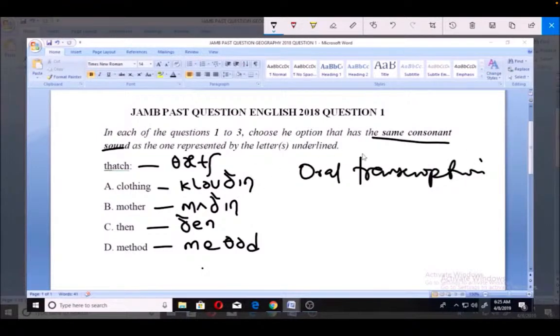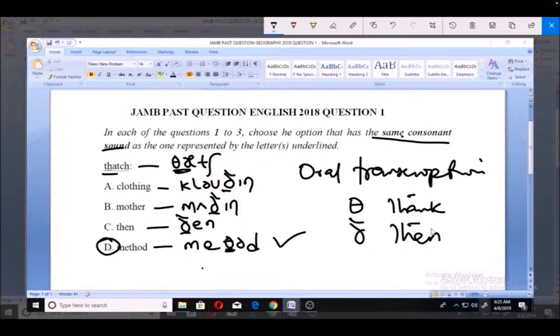So from this, you can easily identify the one with similar consonants. You can see that touch has the same as method. These other ones are having the voiced th, but the one with the voiceless th is this and this. So this makes D the answer to this, because that is where we have the th sound, as in thank you, as in thank. Whereas this is the voiced th, as in then or these.